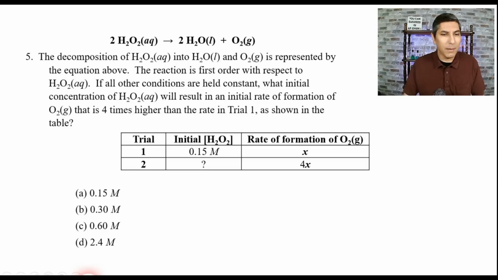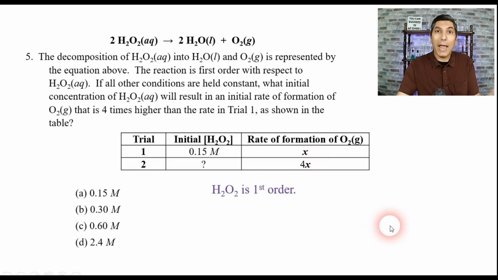Question 5, we have a chemical reaction. It says the decomposition of hydrogen peroxide into water and oxygen gas is represented by the equation above. The reaction is first order with respect to hydrogen peroxide. If all other conditions are held constant, what initial concentration of hydrogen peroxide will result in an initial formation of oxygen gas that is 4 times higher than the rate in trial 1, as shown in the table? If we look at the table here, we can see that from trial 1 to trial 2, the rate of the formation of oxygen is going up by a factor of 4.